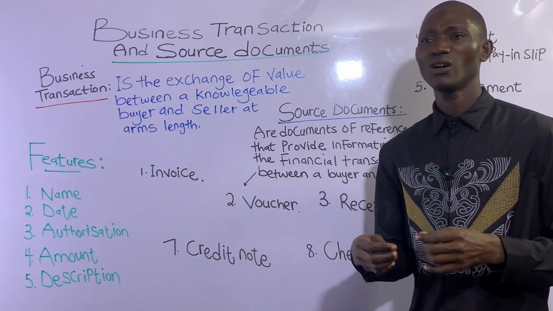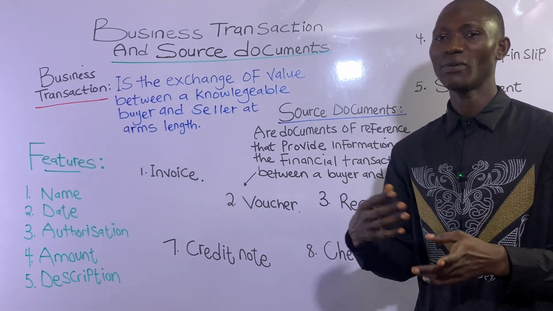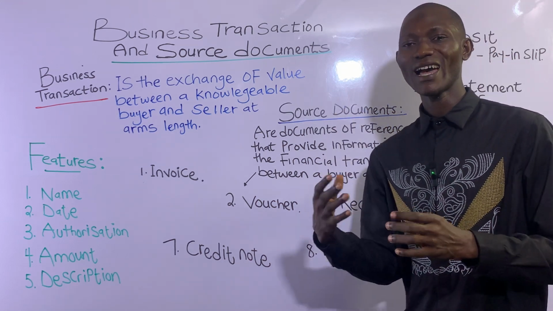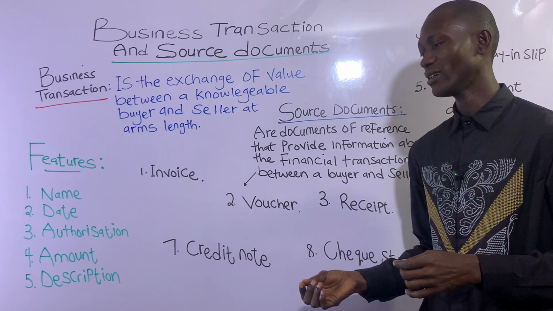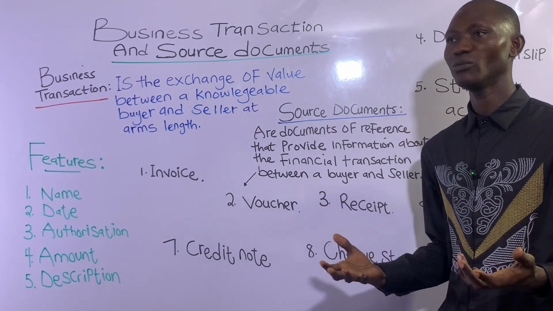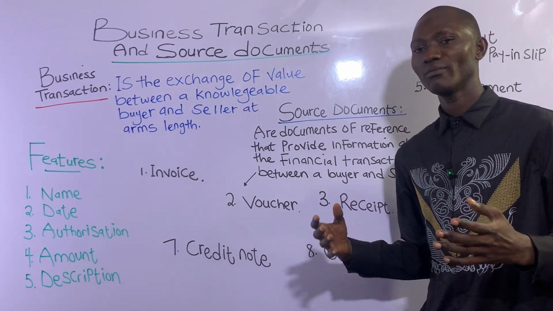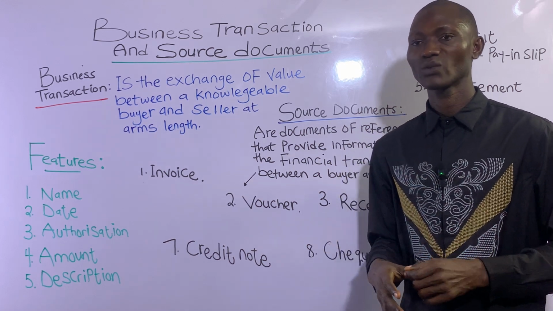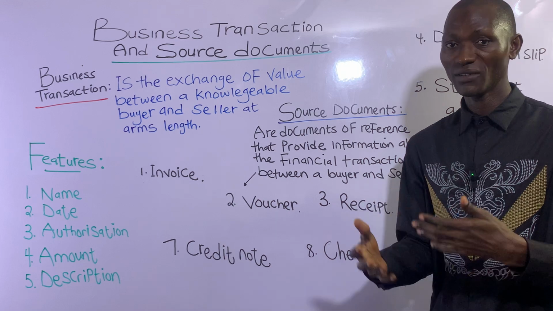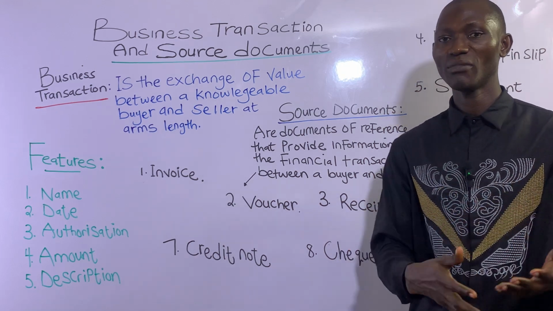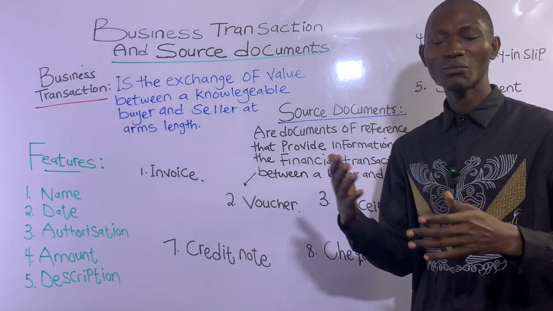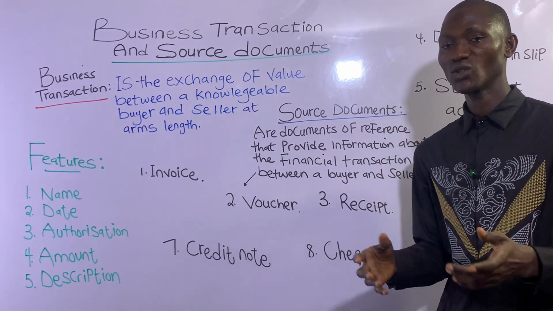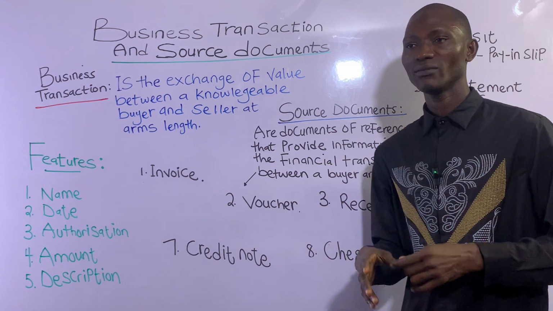Invoice is often sent by the seller to the buyer, showing the details of what the seller has dispatched to the buyer. Some of the details could include the description of the goods, the unit price of the goods, which was agreed between the buyer and the seller, and some other terms of sale which might have been agreed between the buyer and the seller.